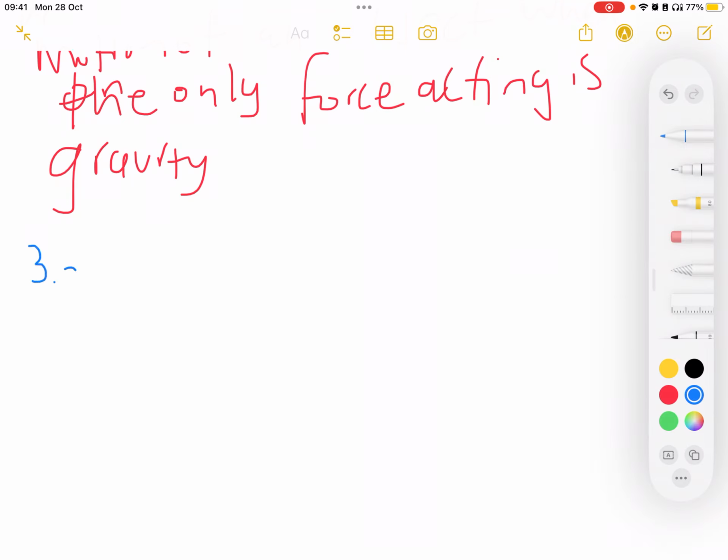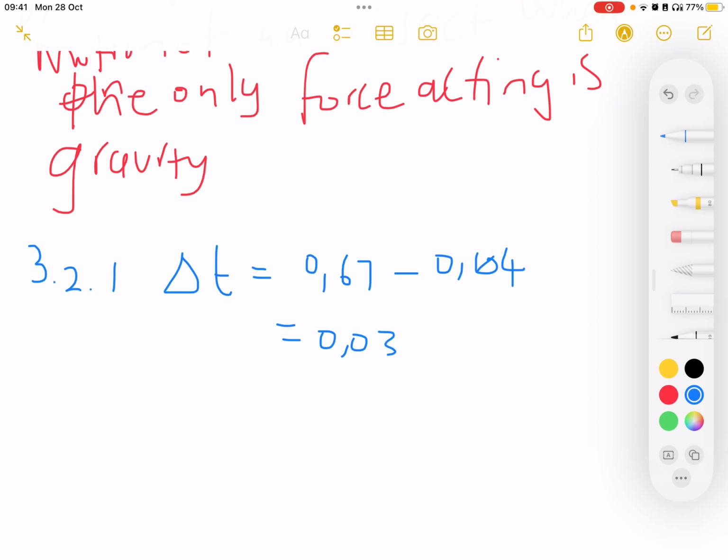So 3.2.1, delta t will be 0.67 minus 0.64, which is equal to 0.03 seconds. So it was in contact with the floor for 0.03 seconds.